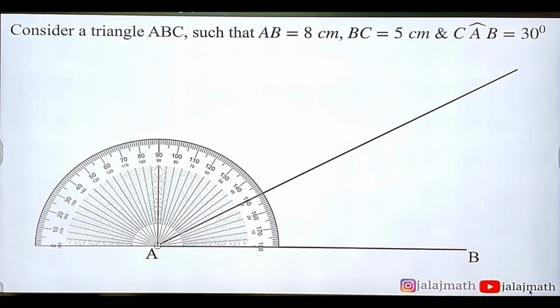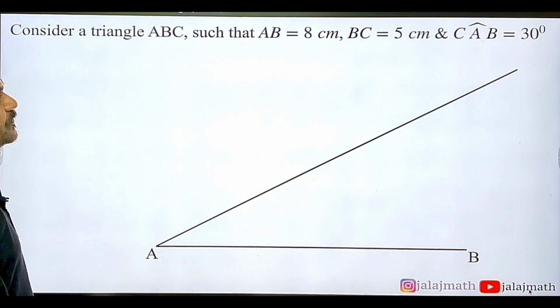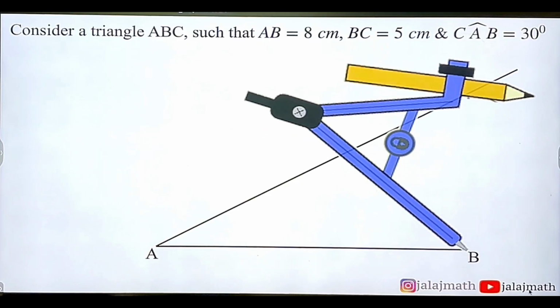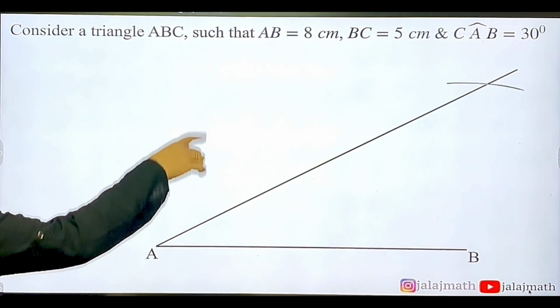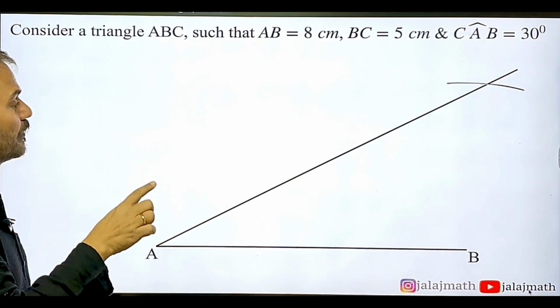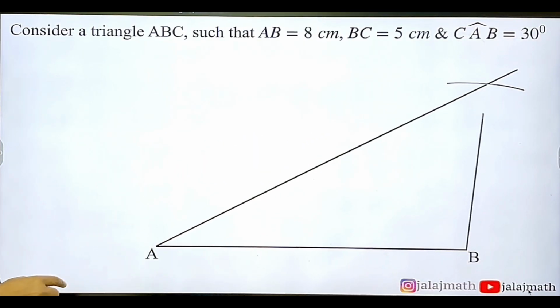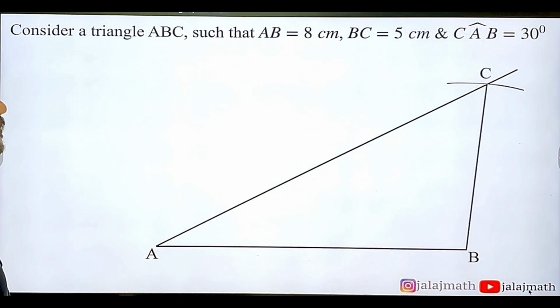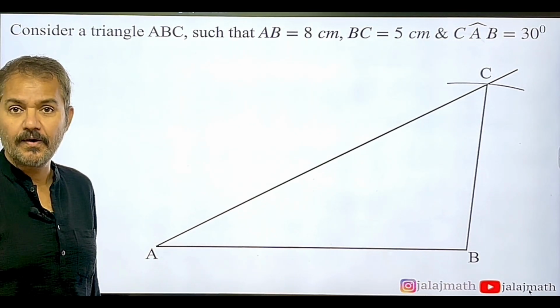So we will use a compass. We use the compass to mark an arc of 5 centimeter from B. So with this compass, let's mark an arc. That is 5 centimeters, so from B to this point is 5 centimeters. Then we can join B and that point and label it as point C. So this looks like a valid triangle ABC.